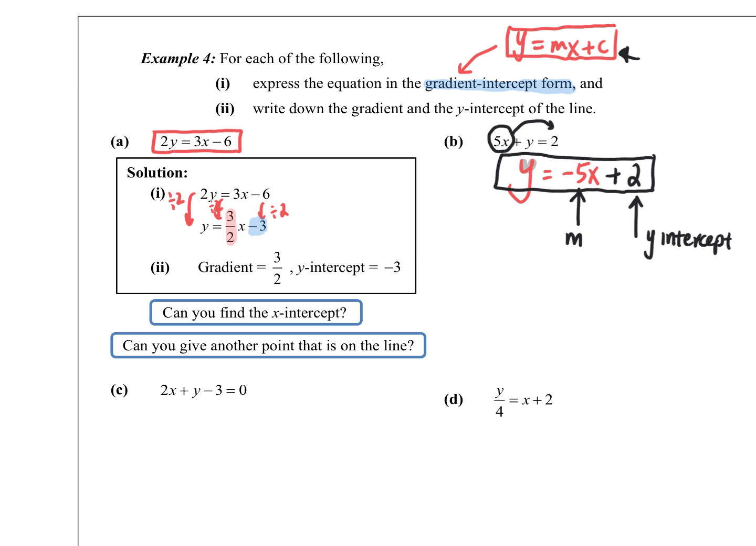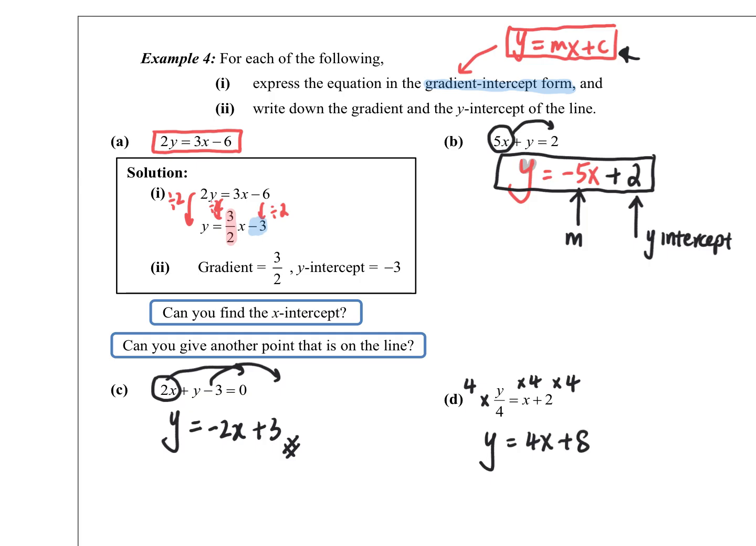So just rearrange them in the way that it is of this form. Simple, simple. This one, same thing. Bring this over. Bring this over. Done. Okay, this one multiply by 4 throughout. Everything times 4. Also gradient intercept form. Okay, so part 2, they ask you for your gradient and your intercept, which are all the values you see here.